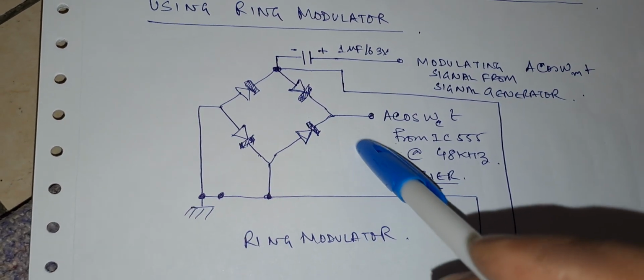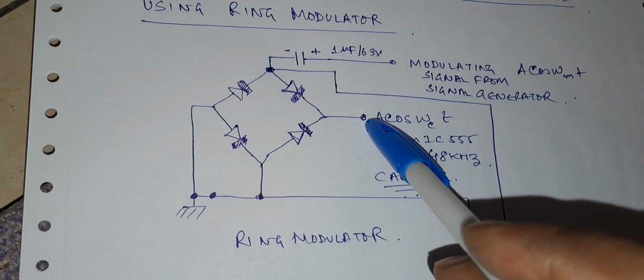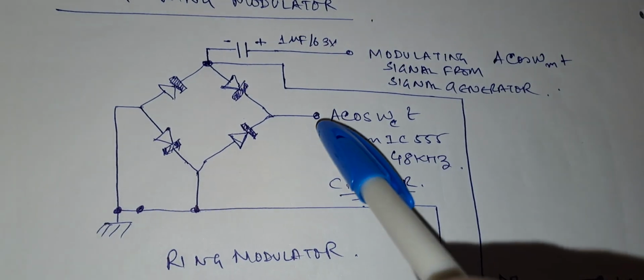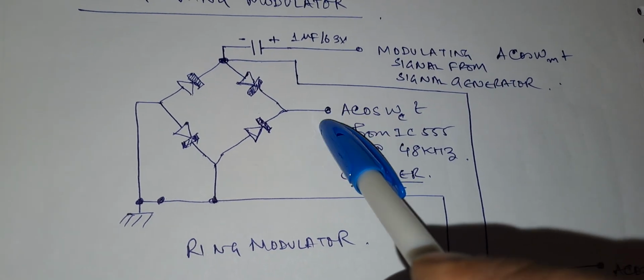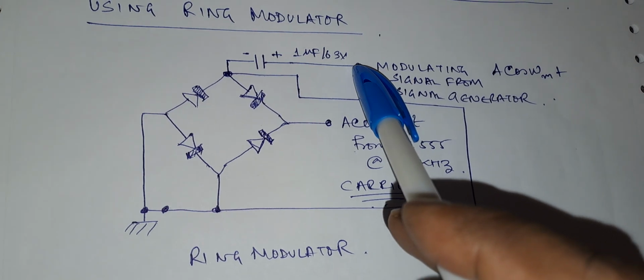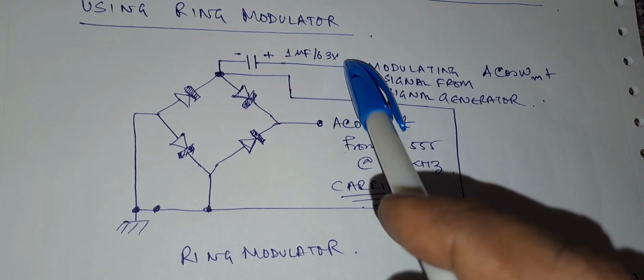Here I am not using a sine wave, I am using a square wave, and the modulating signal is also a square wave. I am feeding the carrier frequency here, at this point, and I will be feeding the low frequency modulating signal here.